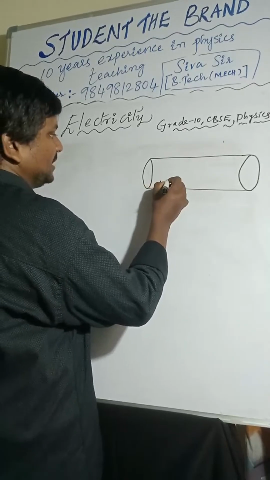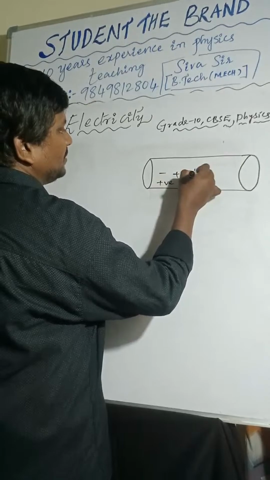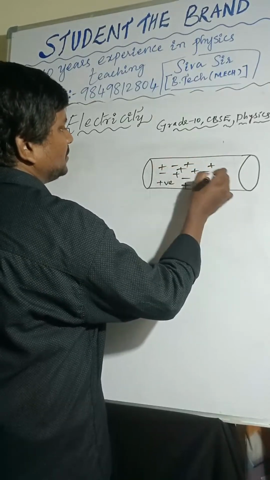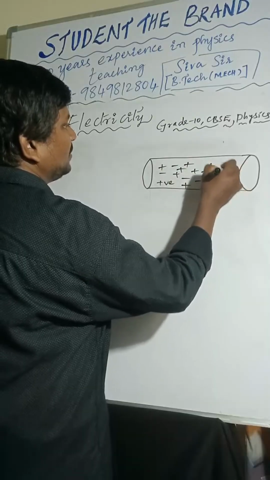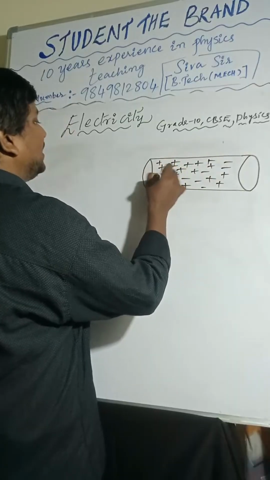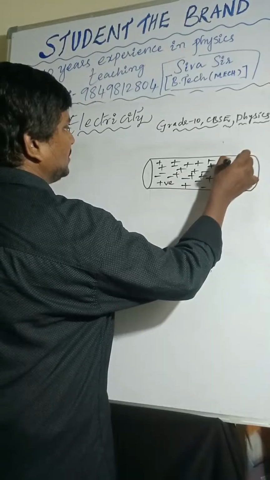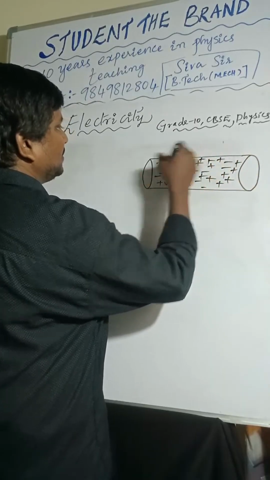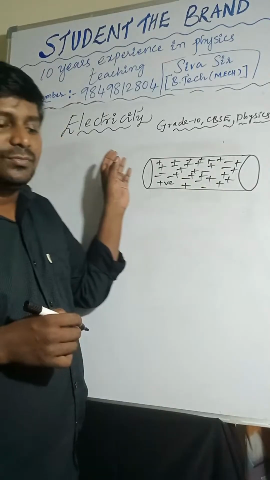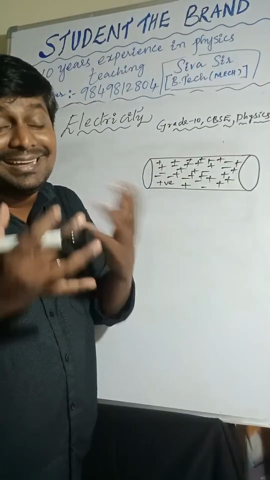Like positive charge, negative charge, positive, negative, and so on. So the charges will move inside of the conductor like a bunch, like an integral multiple.